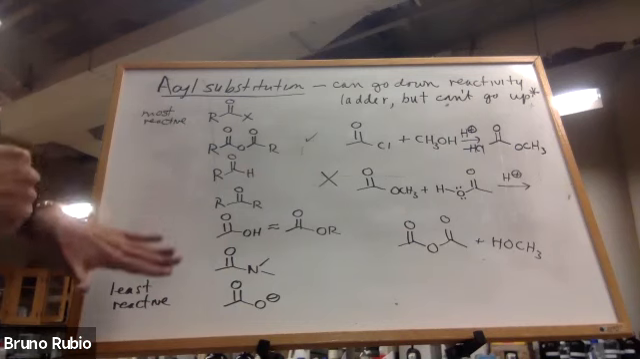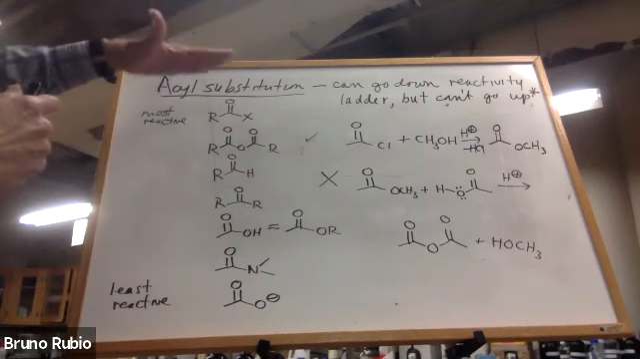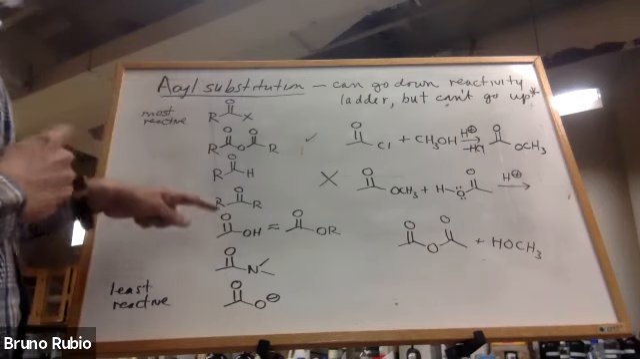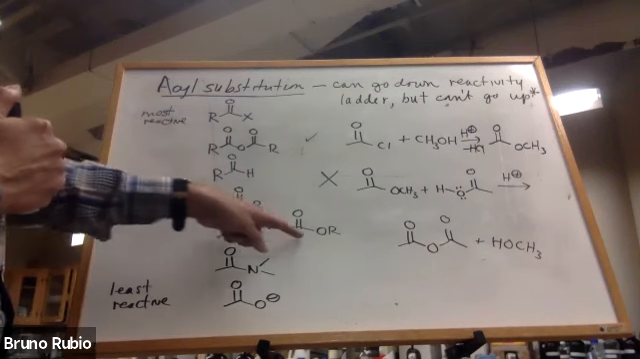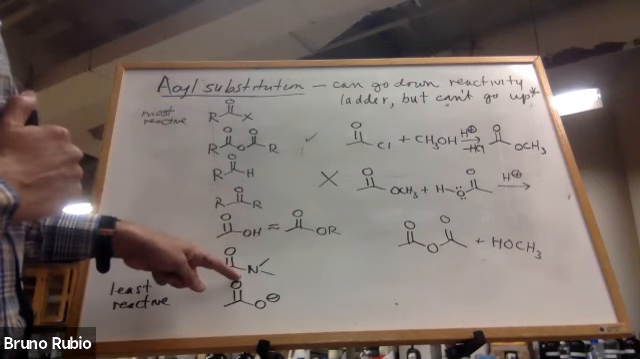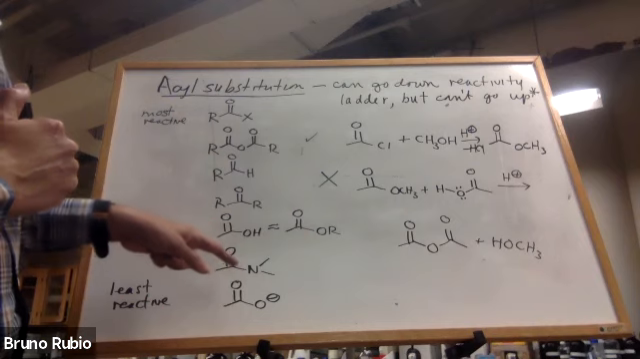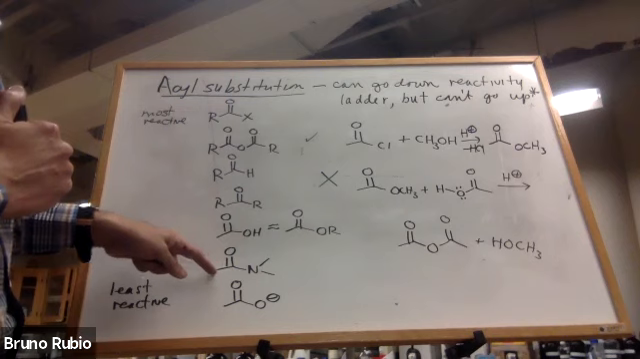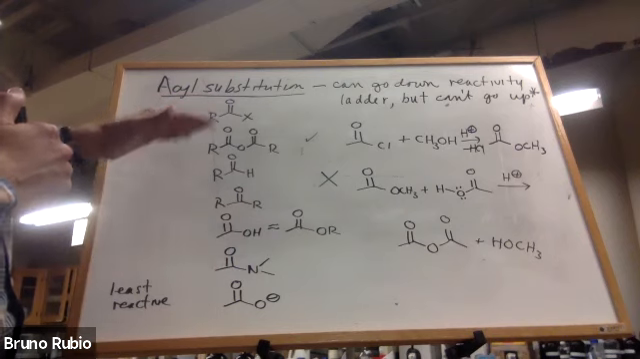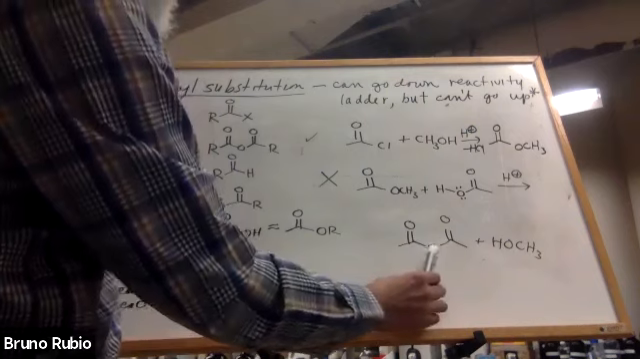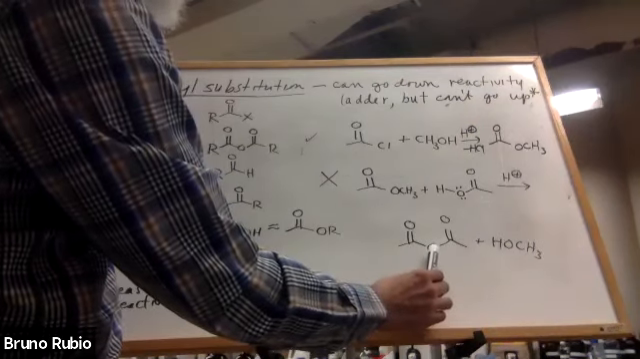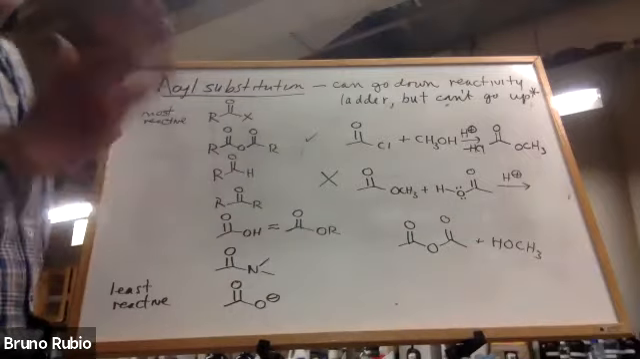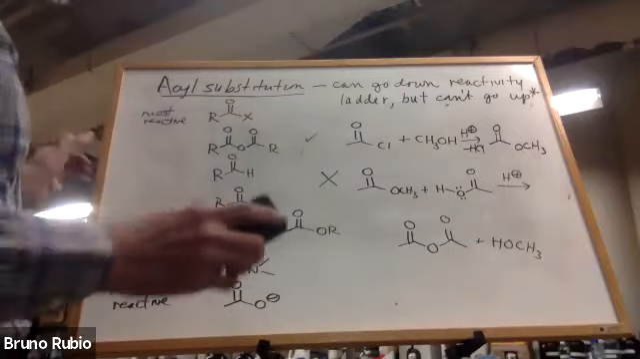So this is an important thing to remember, that we can go down the ladder, but we can't go up the ladder. We can't make an ester from an amide, right? We can't make acyl halide from an amide. We can go down the ladder, but not up. And again, the reason is the product of going up the ladder is something that is extremely reactive, that's going to immediately undergo an acyl substitution.